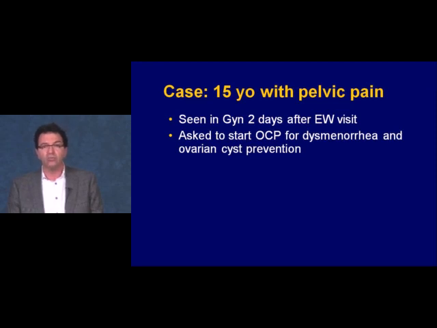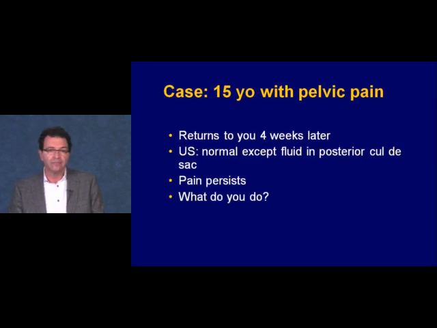So the use of a hormonal pill will keep a new cyst from forming, but will not make the current cyst go away. She returns for an ultrasound 4 weeks later, and it's normal, so the cyst resolved, but she is still having pain. So what do we do?